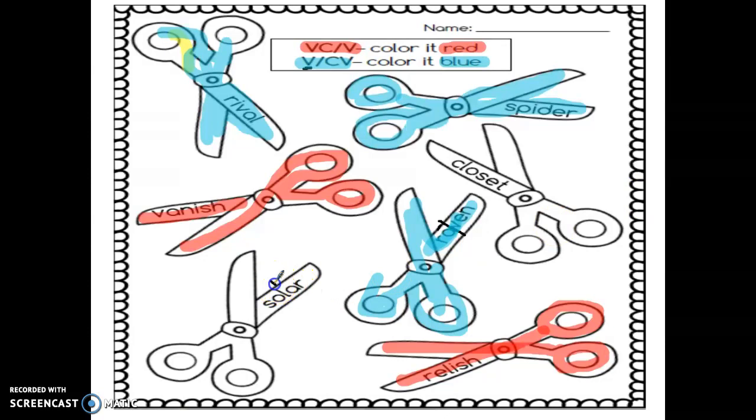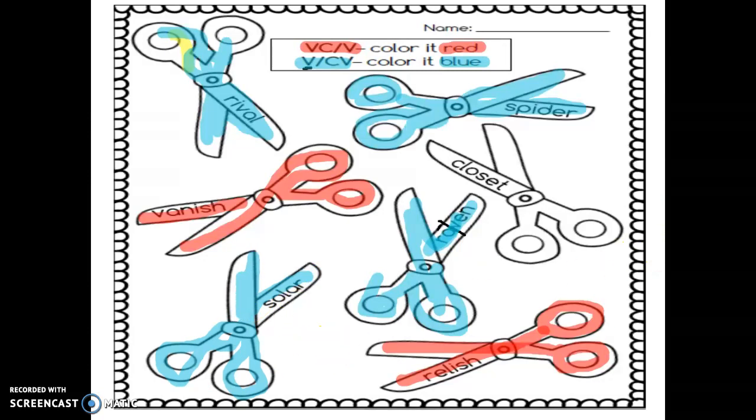Okay, and this word, if I try breaking the word here and having short O, solar. Solar doesn't sound quite right. So if I make my syllable break here and have the long O sound, solar. Now we've got a word that makes sense. Solar, so that would be a blue word. The syllable break is right after the vowel, causing the vowel to make its long sound.